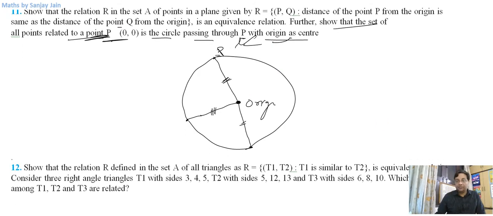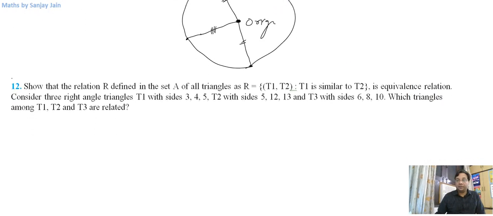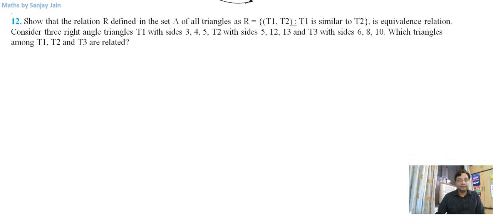Okay, because all the points are equidistant from the origin, they will lie on the circumference of the circle with the origin as the center, and P lies on the circumference. Show that relation R is defined in set A of all triangles.